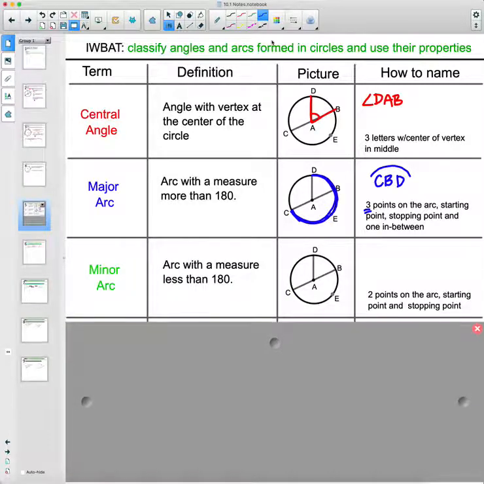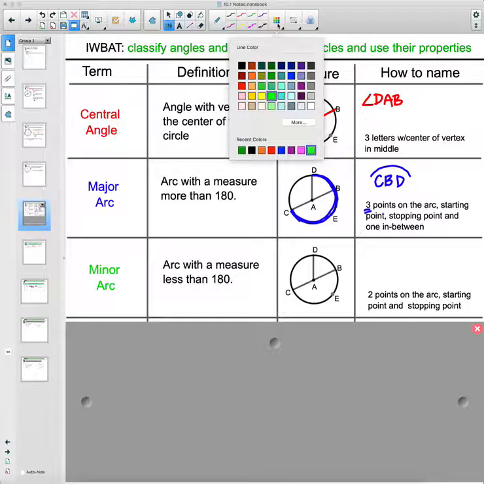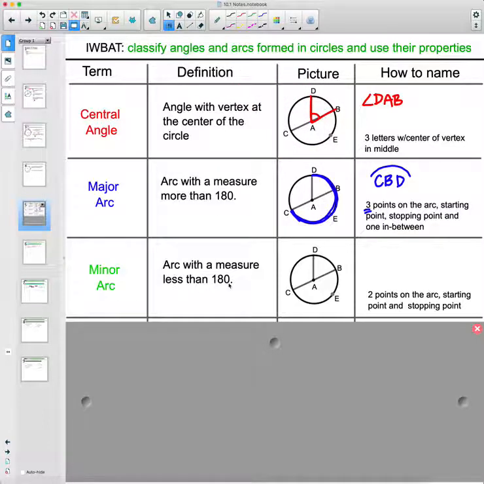A minor arc. So a minor arc is an arc less than 180. So minor being small, so less than halfway. Okay, so a couple of them here you could do. So I'm going to do this one. And for a minor arc, we always use 2. So not 3, even if there's another letter in here, not 3, just 2 letters, where you start and where you stop, and then an arc above it.